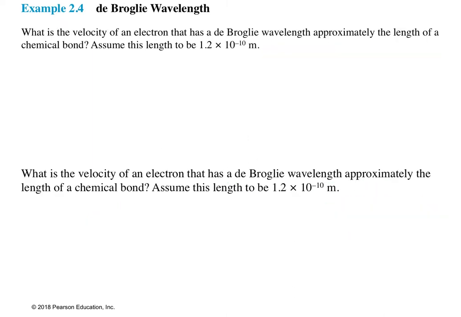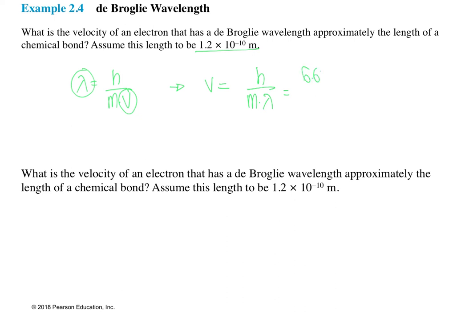So what's the velocity of an electron that has a de Broglie wavelength of a chemical bond? Assume that length is 1.2 times 10 to the negative 10 meters. So we're going to solve here. The de Broglie wavelength is Planck's constant over mass times velocity. We're going to cross multiply, which means that I want my velocity up top, and so I'm going to put this down below. So my velocity equals Planck's constant divided by mass times wavelength.